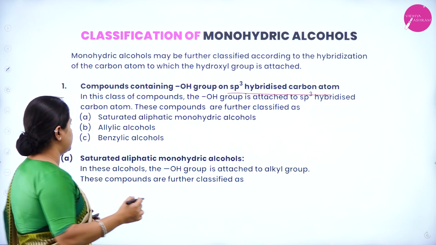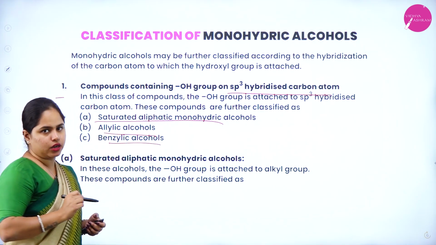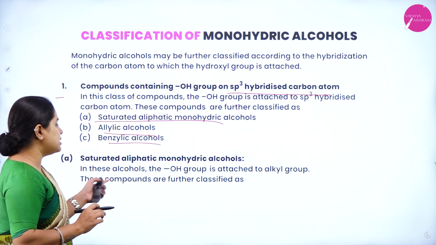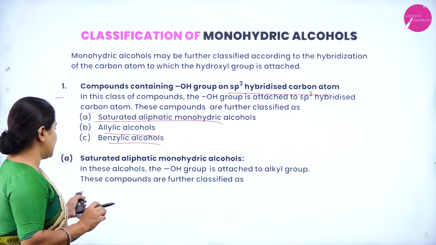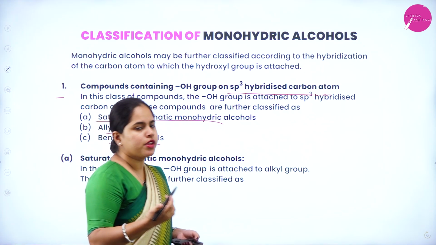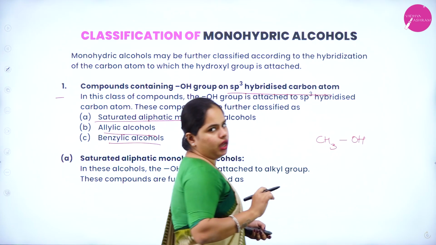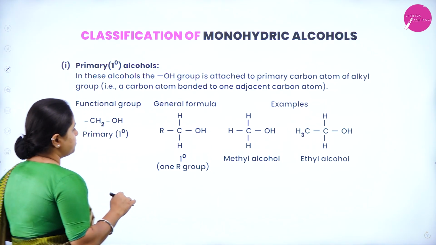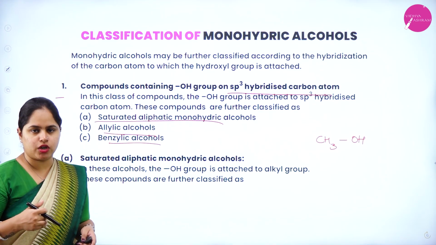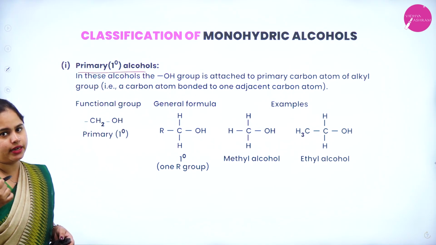These compounds are further classified as saturated aliphatic monohydric alcohols, allylic alcohols and benzylic alcohols. Now what are these? Let us see. First one is saturated aliphatic monohydric alcohols. In these alcohols, the hydroxyl group is attached to the alkyl group. It means that it is directly attached to the alkyl group. So this can be an example: CH3OH, it is directly attached to the alkyl group, right? Based on that, in saturated aliphatic monohydric alcohols you have further classification, that is primary alcohols, secondary alcohols and tertiary alcohols.